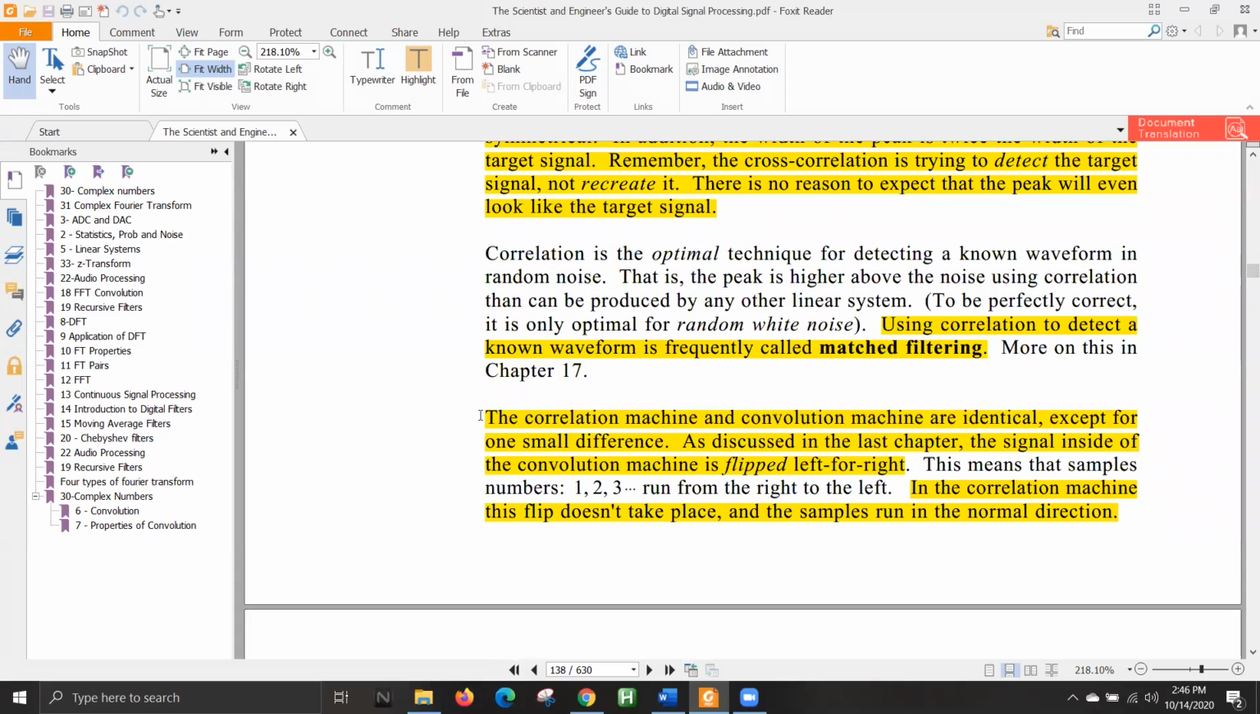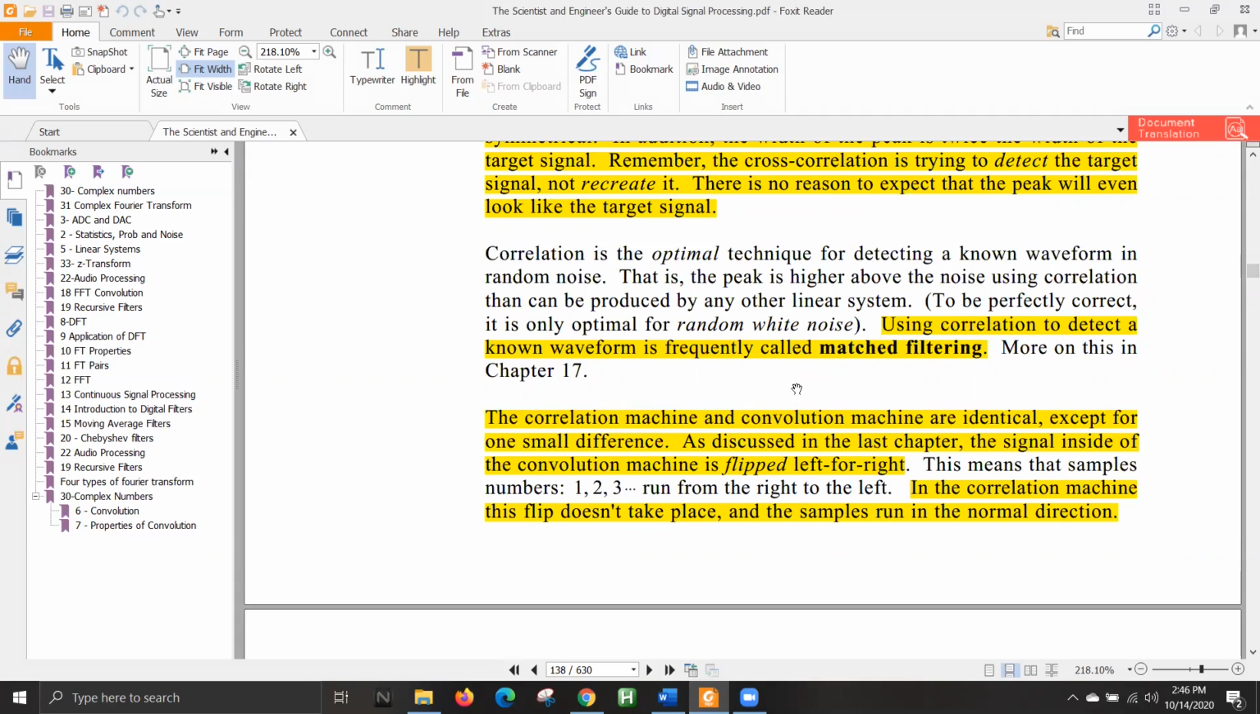Another thing I mentioned before: the correlation machine and the convolution machine are identical except for one small difference. In convolution, the impulse response was flipped left for right. If you use the output side algorithm, which is more convenient to remember and use, you'll see that the impulse response was flipped left for right. This is a step performed during convolution by default.